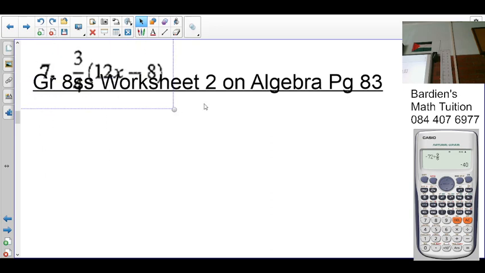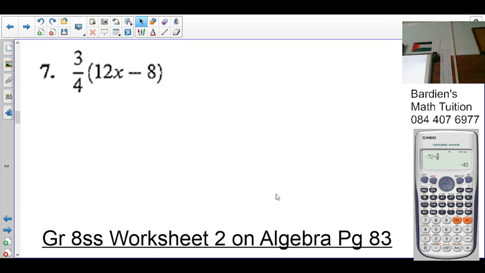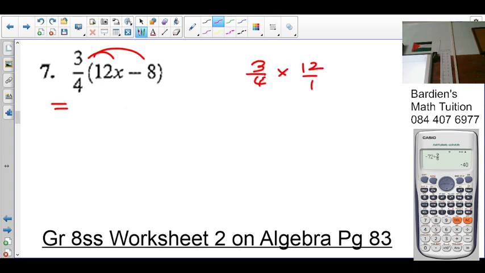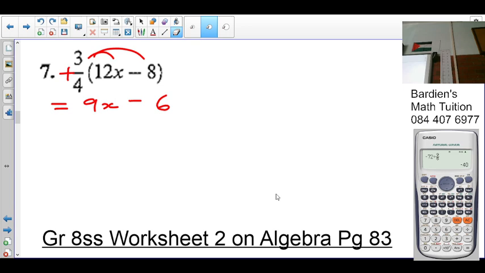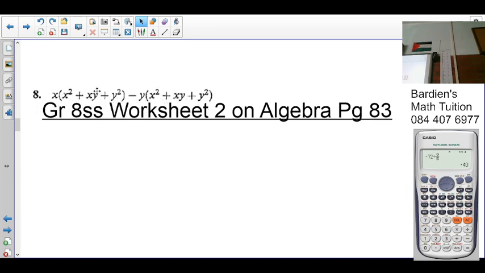Number 7. So you multiply in to get rid of the brackets. So you've got 3 over 4 multiplied by 12, 4 going into 4 once, 4 going into 12 three times. 3 times 3 is 9, so it's 9x. Can you see that, people? 3 over 4 times 8 over 1. 4 going into 4 once, 4 going into 8 twice. 3 times 2 is 6. So positive times negative is negative 6. You all understand? Any confusion there? Right, let's carry on. Number 8.